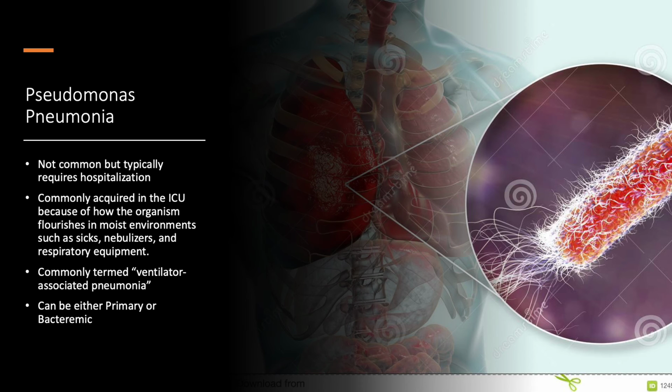It is commonly acquired in the ICU because of how the organism flourishes in moist environments, and it's even sometimes called ventilator-associated pneumonia because people get it so often from being on a ventilator or using nebulizers and respiratory equipment. It is typically seen in patients who have pre-existing lung disease, chronic heart failure, or AIDS, and is usually the result of aspiration of respiratory tract secretions.